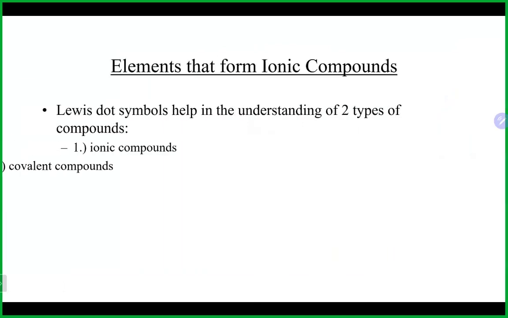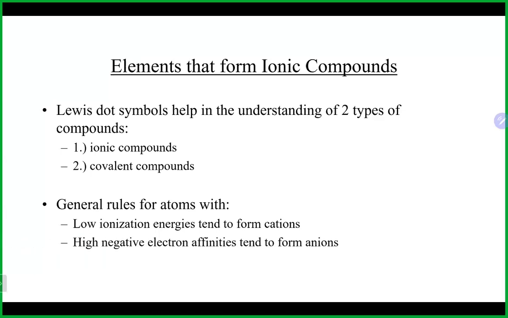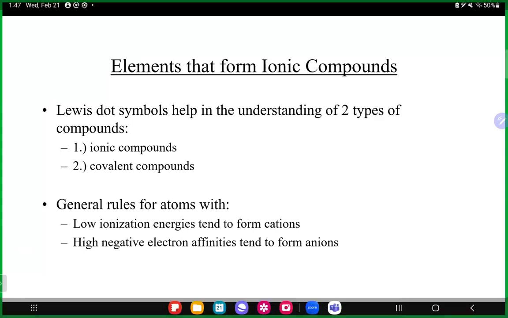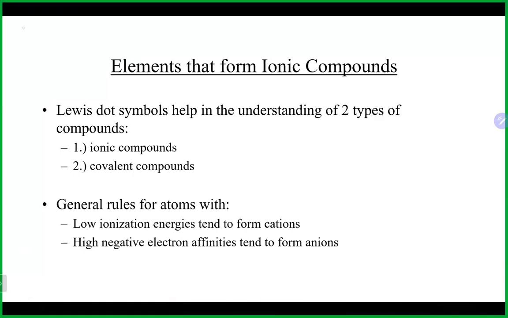So let's talk a little bit about the types of bonding and what these Lewis dot symbols will help us understand. There are really 2 types of bonding that we're going to talk about in the chapter, or in general. And that is ionic bonding. When we have an ionic bond, it is always between a metal and a non-metal. And what happens when you have a metal and a non-metal that come together is because of a lot of periodic trends, things like ionization energy, which is the energy required to remove an electron.